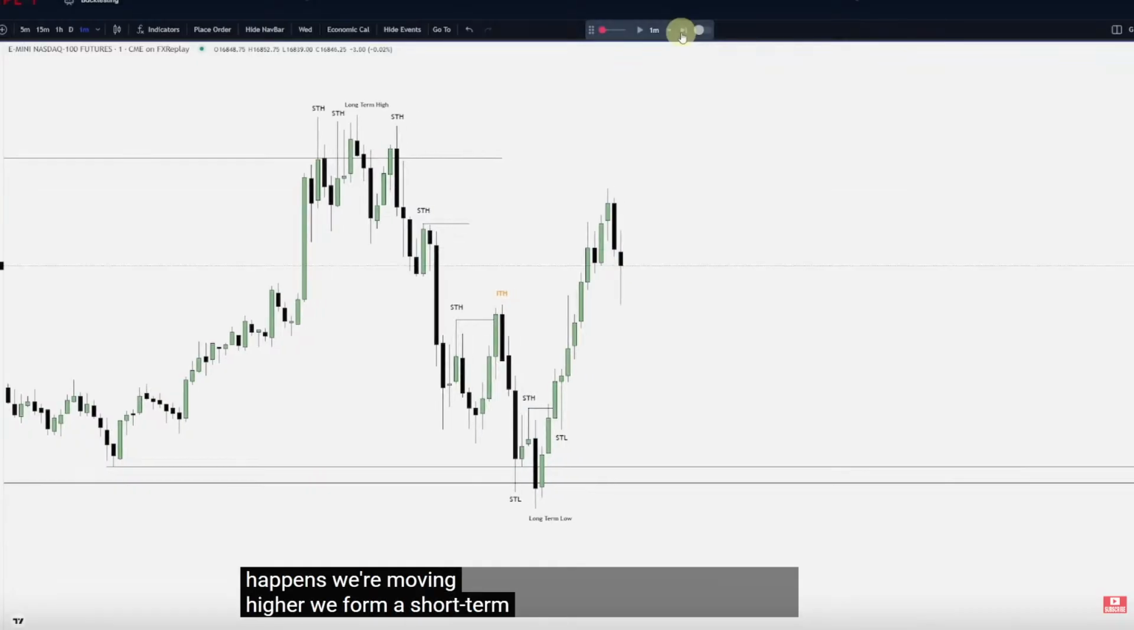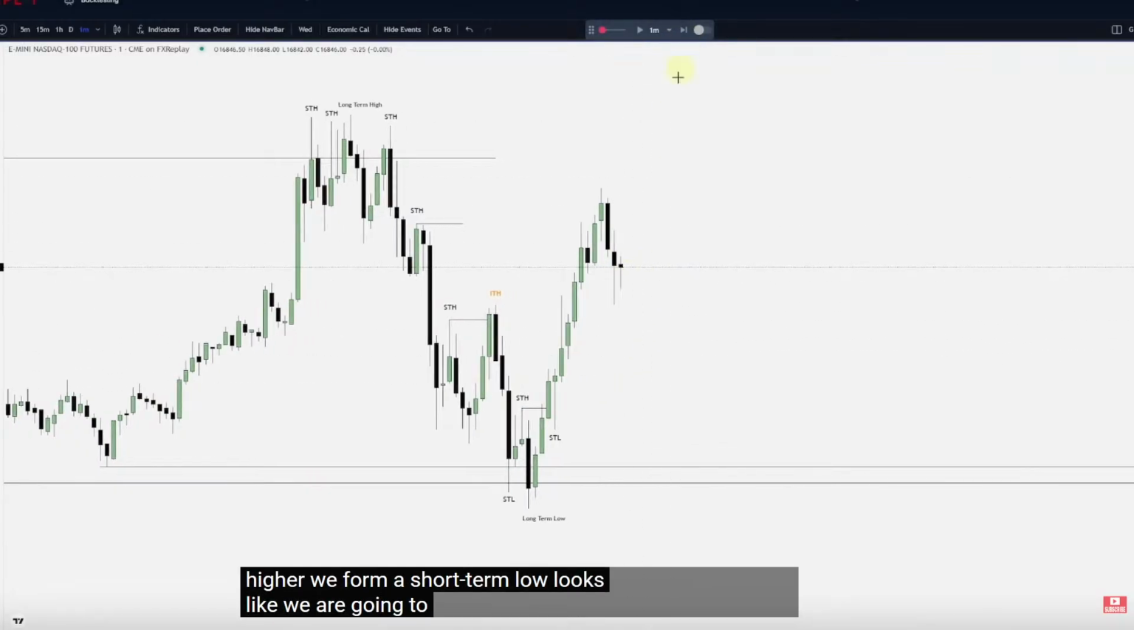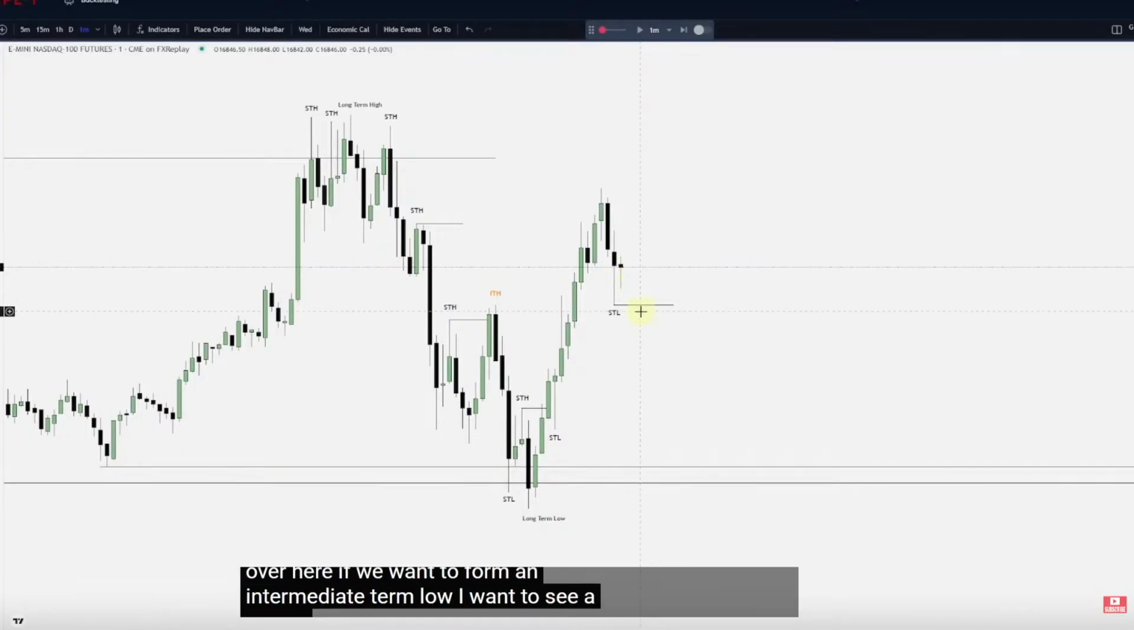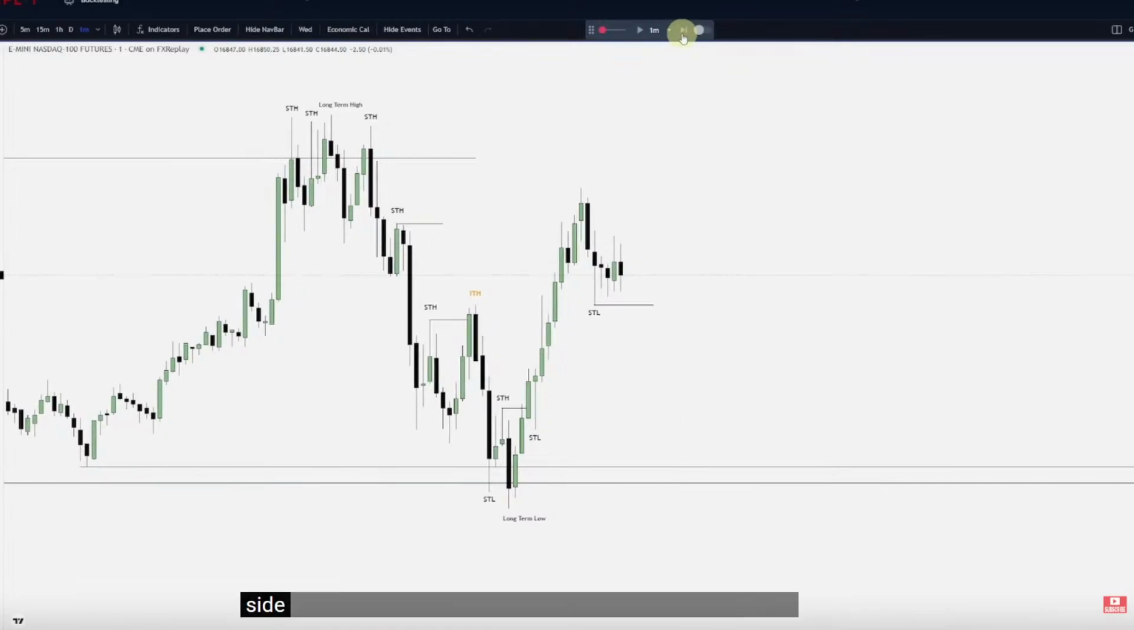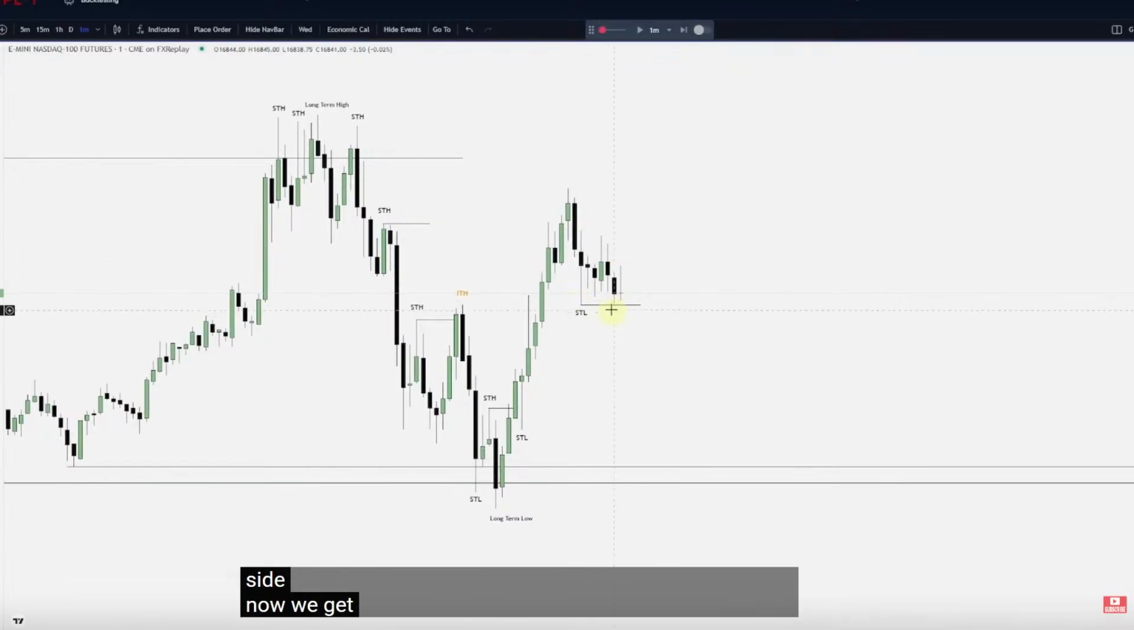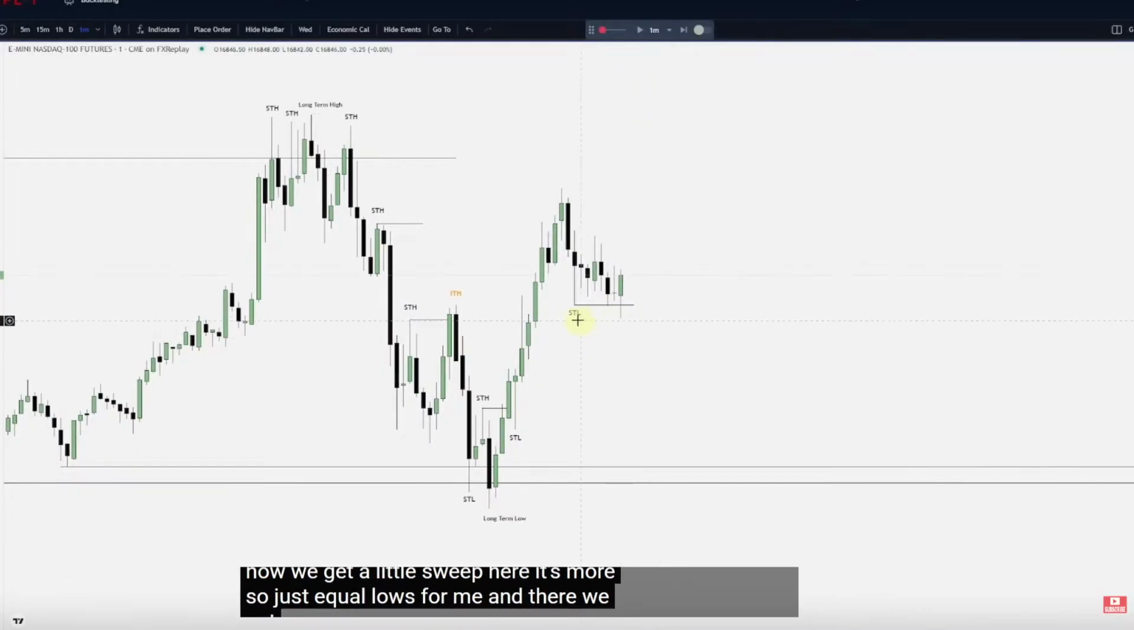We form a short-term low. Looks like we are going to right here. We now have a short-term low. Now, once again, over here, if we want to form an intermediate term low, I want to see a sweep of a short-term low and then a short-term low on the other side. Now, we get a little sweep here. It's more so just equal lows for me, and there we get a sweep.